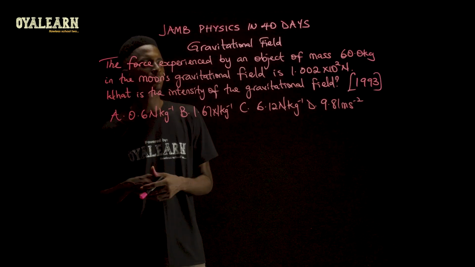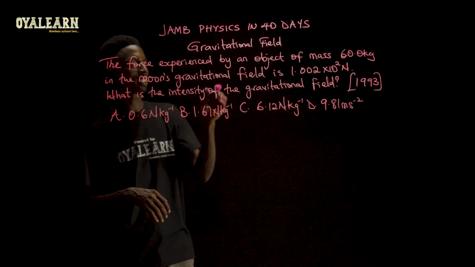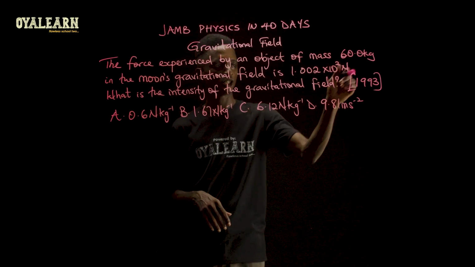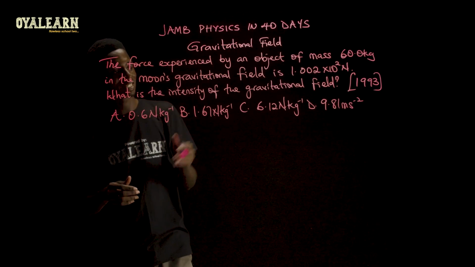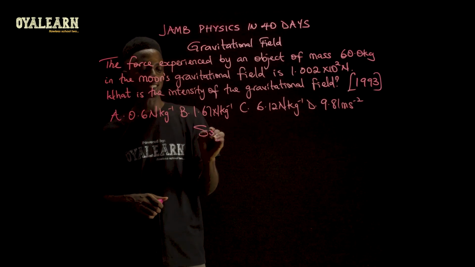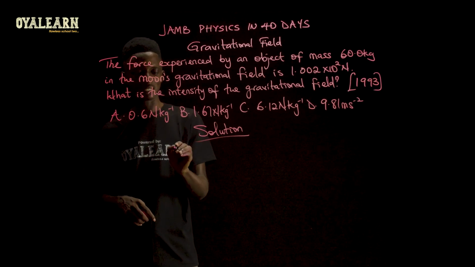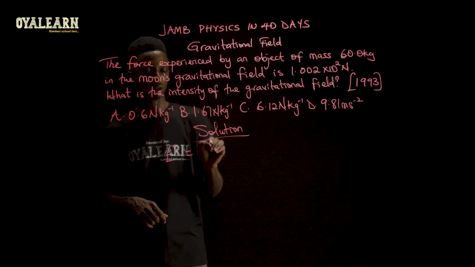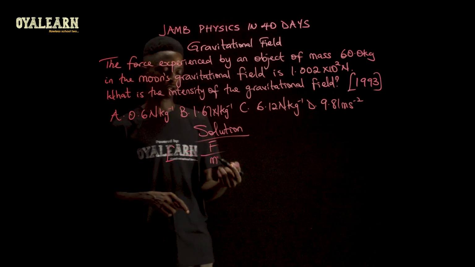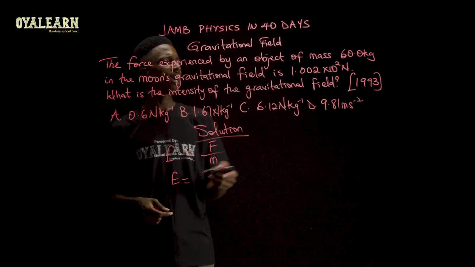The force experienced by an object of mass 60.0 kilograms in the moon's gravitational field is 1.002 times 10 raised to power 2 newtons. What is the intensity of the gravitational field? Now, to find intensity, note that gravitational intensity is denoted E, and this is equal to F over m, where F is the force of gravitation, right?